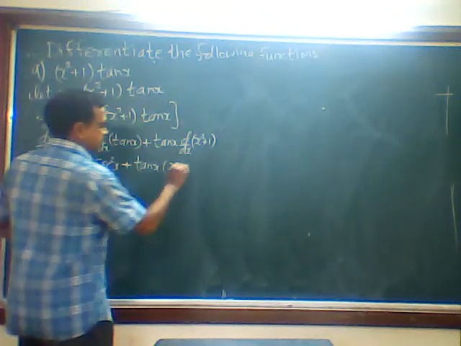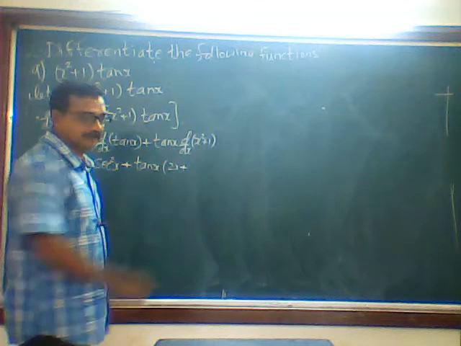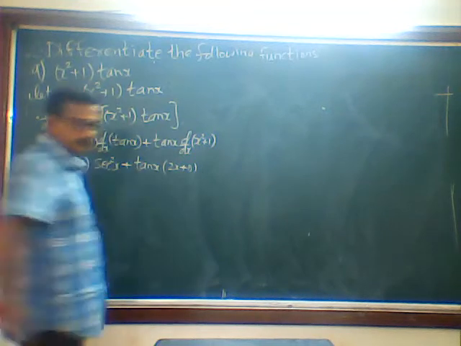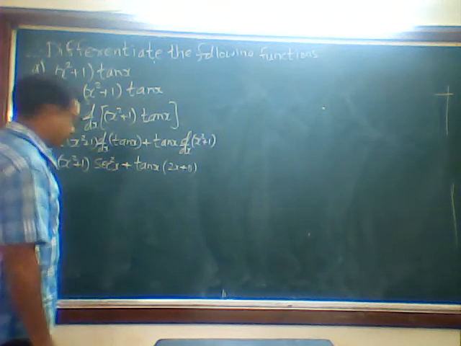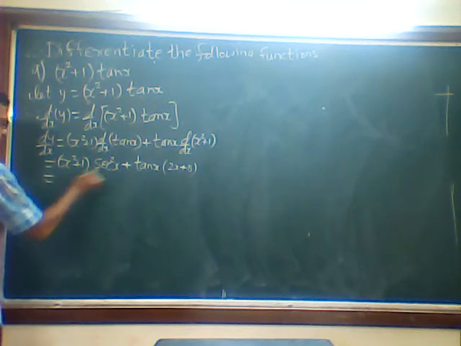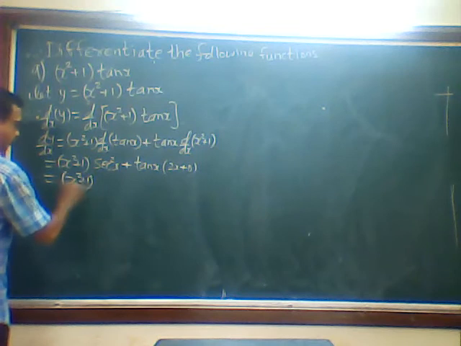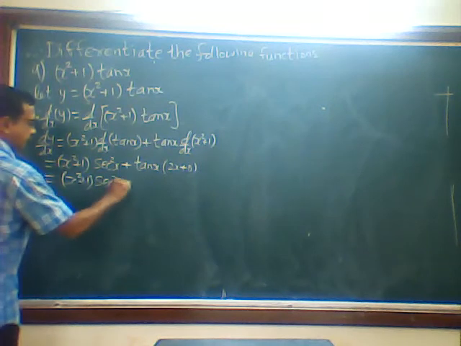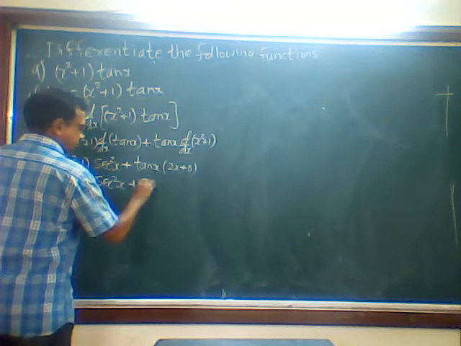Plus d by dx of 1 is there. There is no need to write it, but still I am writing it. d by dx of 1 is what? 0. That's why there is no need to write it, but I am showing you the first form. Next, this is as it is, x square plus 1 into x square x plus 2x plus 0 is 2x, so only 2x tan x.